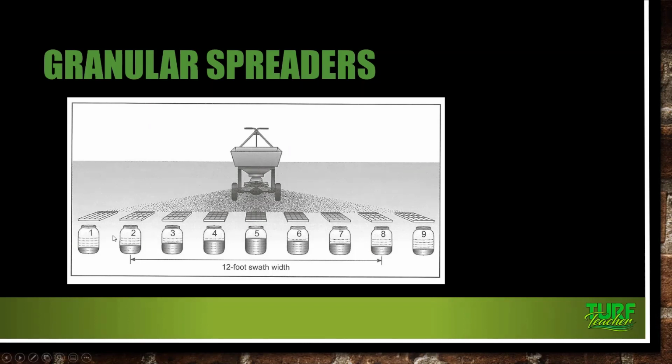And here we've got 9 jars total. So we've got jar 5 in the middle, so there's 4 on either side. We make 3 passes over it. And jar number 2 and jar number 8 actually have half of what is in jar number 5. And the distance between these, because they're 2 foot apart, so 2, 4, 6, 8, 10, 12. We've got a swath width of 12 foot.